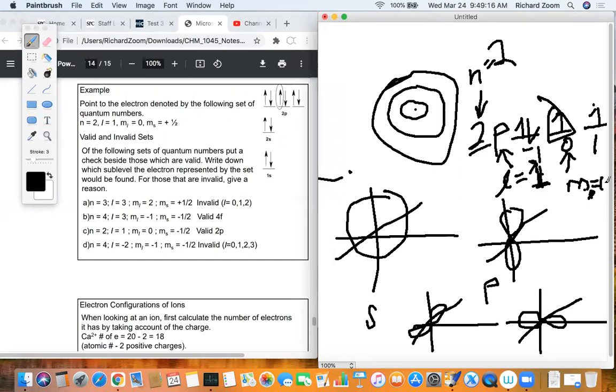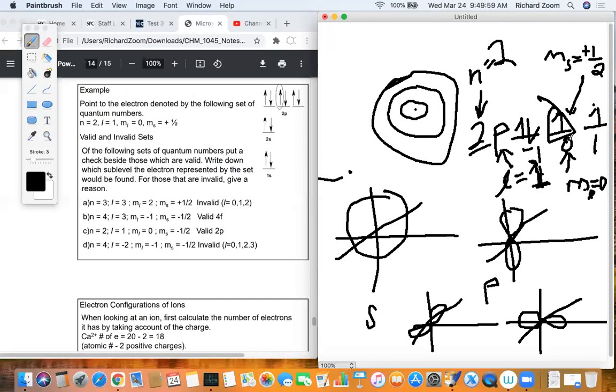So the M sub L value is equal to 0. And then whether the electron is up or down, we call this the spin. And in this instance, the spin is going to be M sub S, and this one is going to be +1/2. Now, if it's up, it's +1/2. If it's down, it's -1/2. So what that means is any given electron in an electron configuration can be assigned a unique set of 4 numbers, N, L, M sub L, and M sub S.